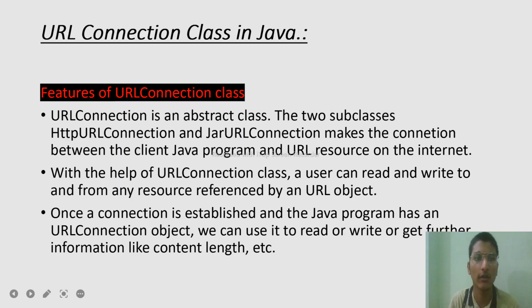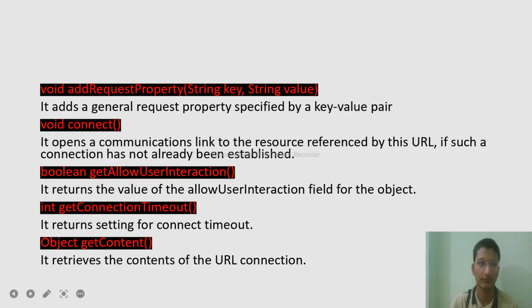Now, the URLConnection class in Java. Features of the URLConnection class. URLConnection is an abstract class. The two subclasses, HttpURLConnection and JarURLConnection, make the connection between the client Java program and a URL resource on the internet. With the help of the URLConnection class, a user can read and write from any resource referenced by a URL object. Once a connection is established and the Java program has a URLConnection object, we can use it to write and read or get further information like content, length, etc.